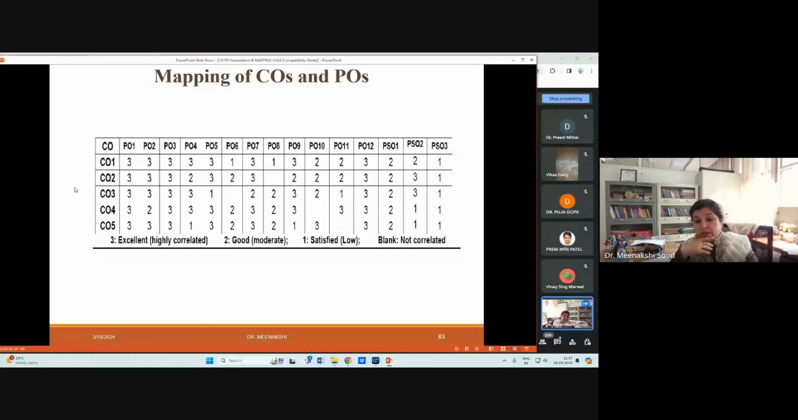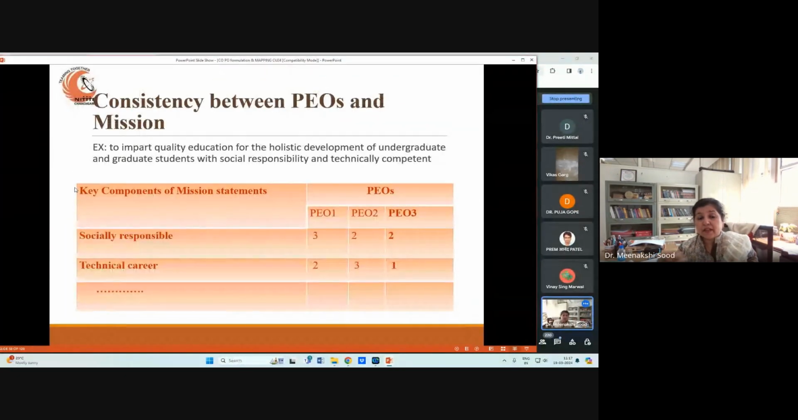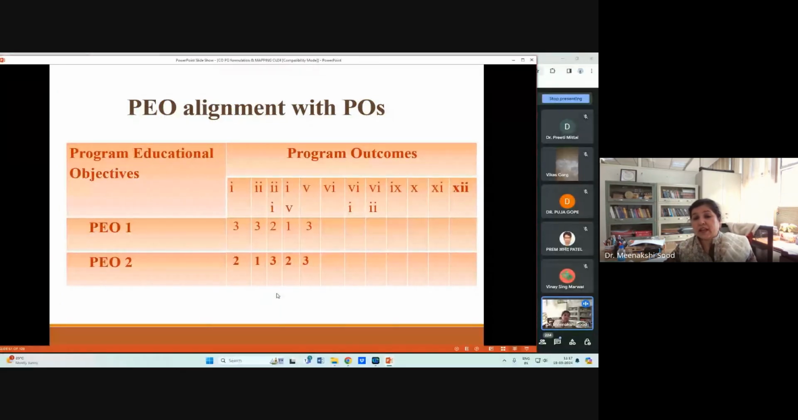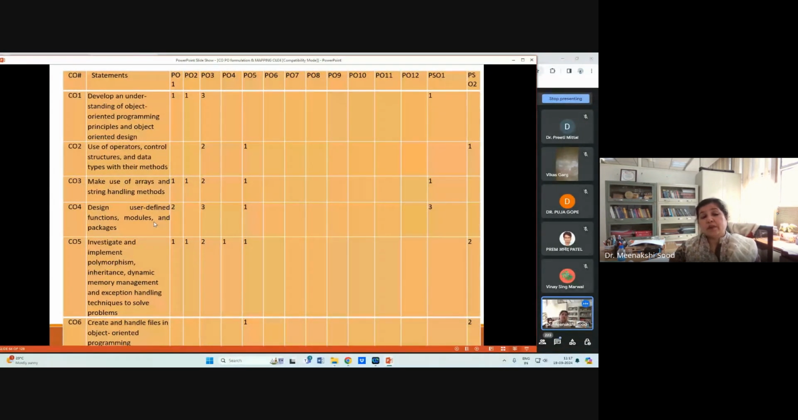Okay, so you all must be doing it, but not only with the COs and the POs. The articulation matrix has to again begin from top to down. So there should be consistency between the mission statement and the POs, again on similar lines, 3, 2, or 1. So key components of mission statements and POs can be correlated. Similarly, this is another way the mission statements are written, and these are the POs, so how strongly they are correlated can be mentioned. And then the next step will be the alignment of the POs with the POs. Fine, so how they are related. And then finally comes the COs and POs mapping.